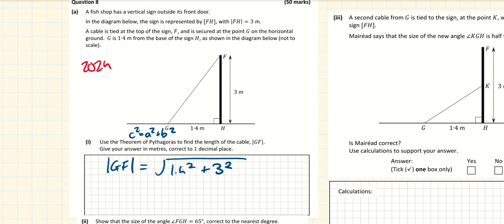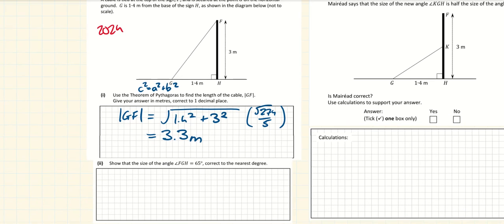And it is going to be 3.3 metres. Yeah, that's simple. It comes up in your calculator as root 274 over 5, and that just rounds to 3.3.